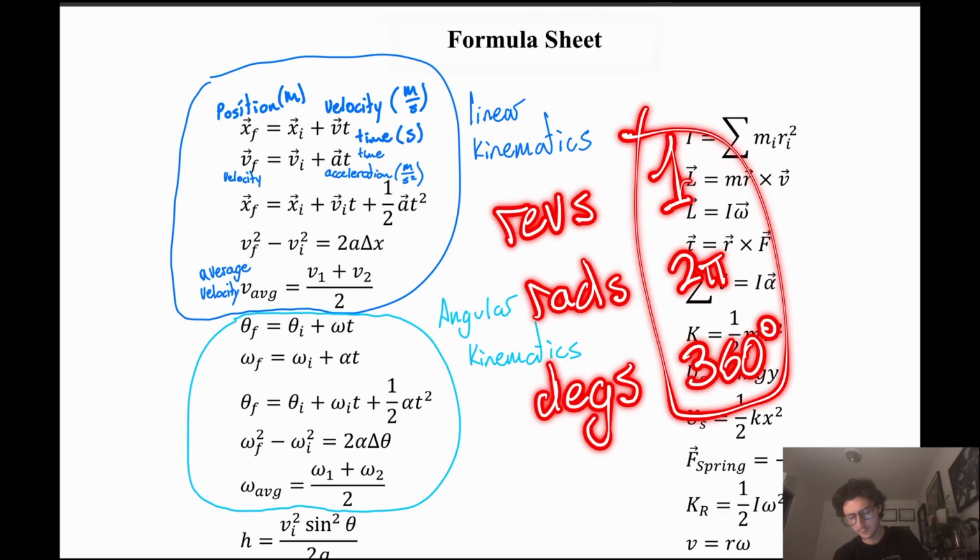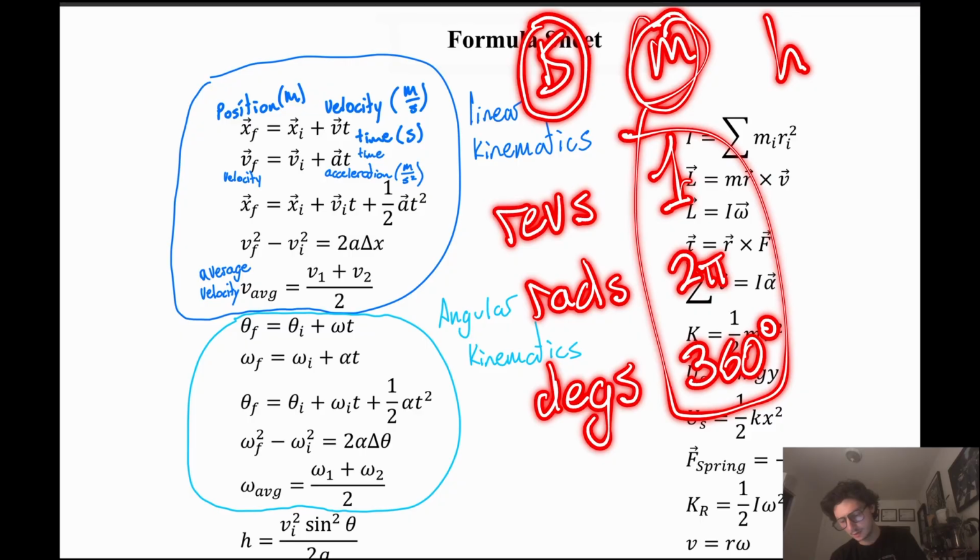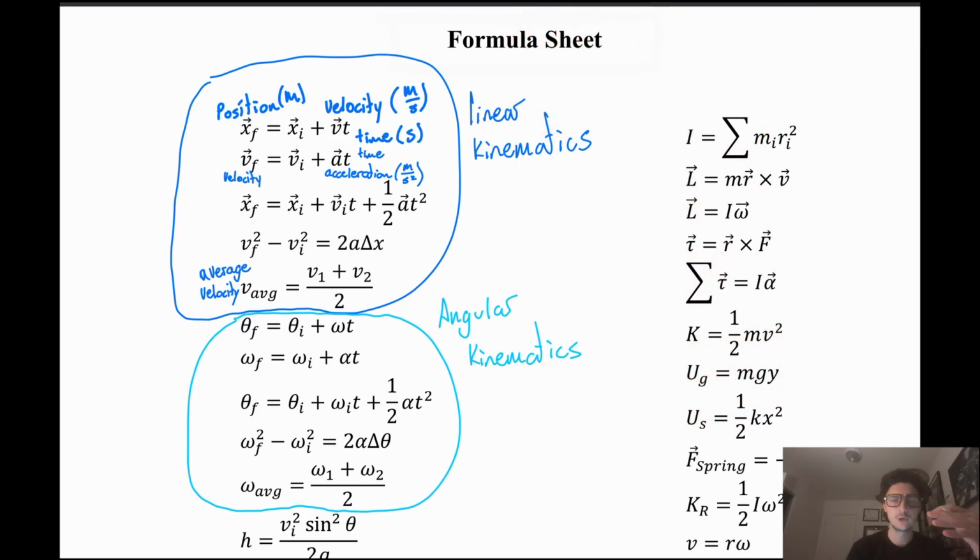This is the same way as converting between seconds and minutes and hours. If you know how many seconds are in a minute, and if you know how many minutes are in an hour, you can figure out how many seconds are in 24 hours. Try to see if you can convert this stuff.